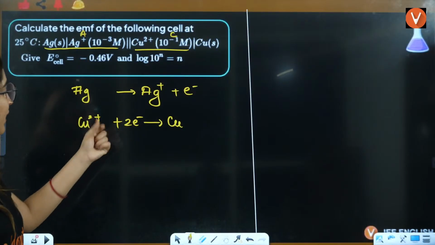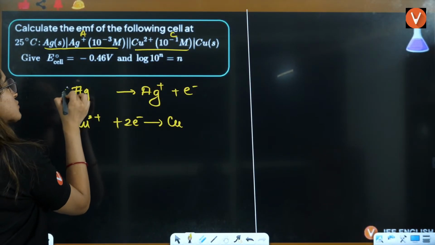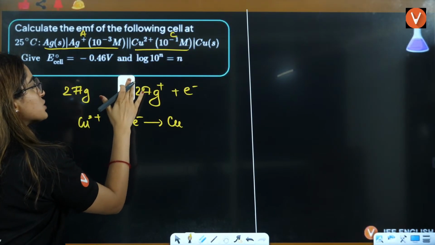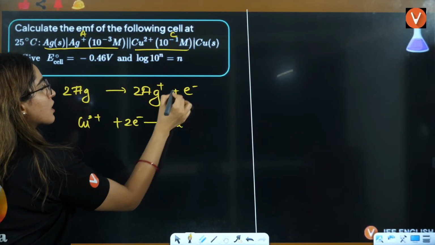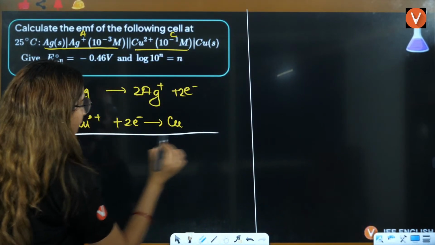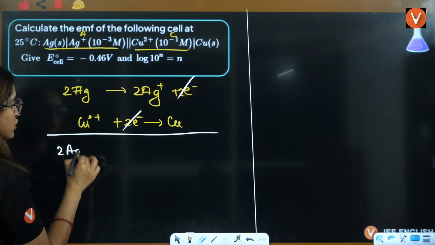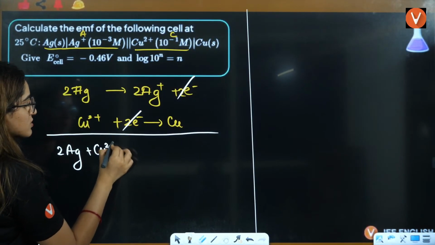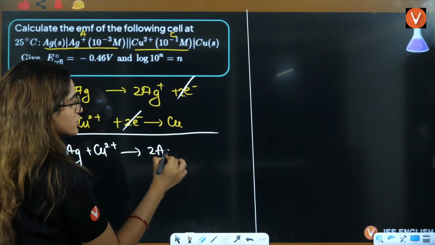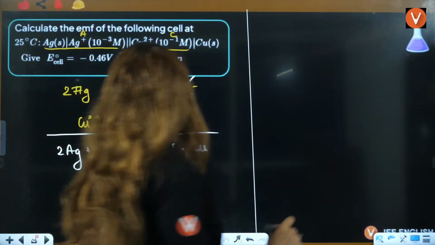Now, to make this electron and this electron same, we'll have to multiply this with 2. So, I'm multiplying this with 2, right? Once I multiply, I'll add this full-fledged reaction here. This will cancel out and you will have 2Ag plus Cu2 positive give rise to 2Ag positive plus Cu. This is your full-fledged reaction.